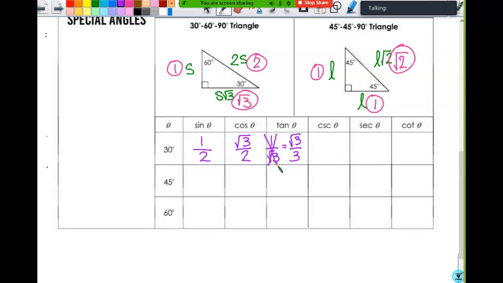So now that I have those three, I can find cosecant, secant, and cotangent. So cosecant's a reciprocal of sine, so it's just 2. Secant would be 2 over the square root of 3. When I rationalize it, that gives me 2 square roots of 3 over 3. And then cotangent's the reciprocal of tangent, so it's just going to be square root of 3.